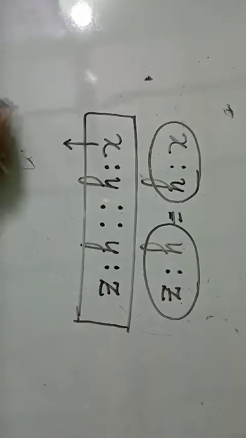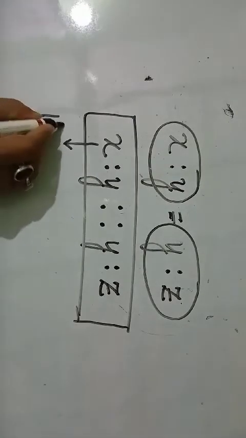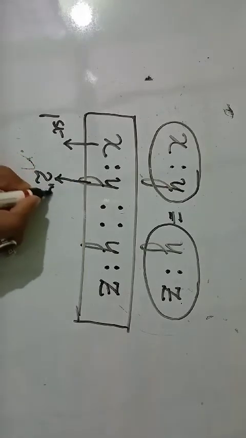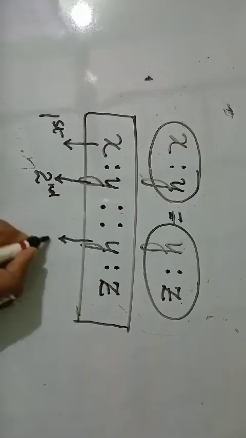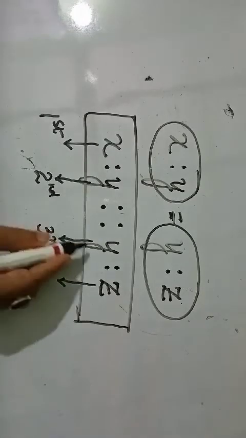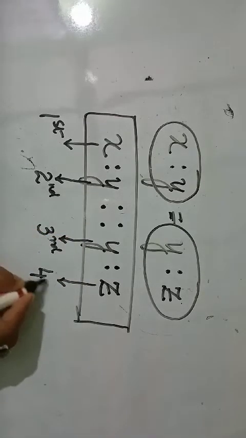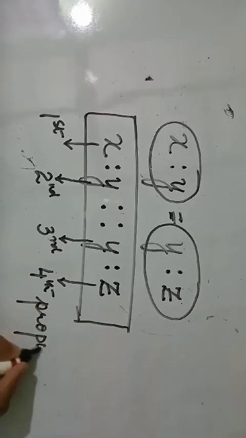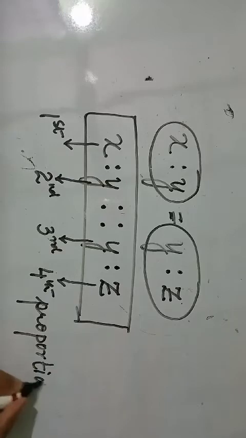So this will be called the first proportional, this will be called the second proportional, this, as you would have guessed rightly, this would be the third, and this would be the fourth proportional. Okay, this would be the fourth proportional.